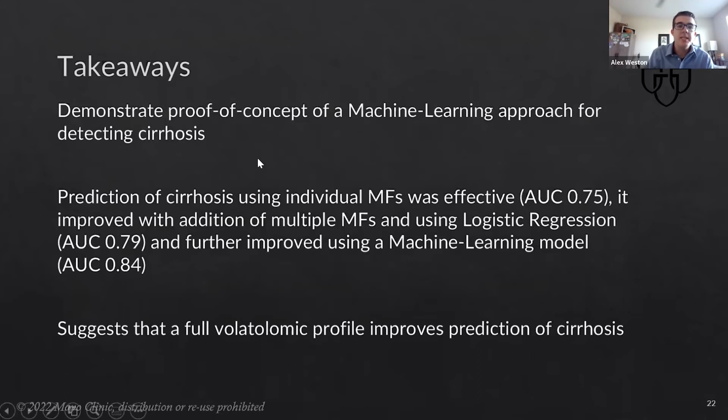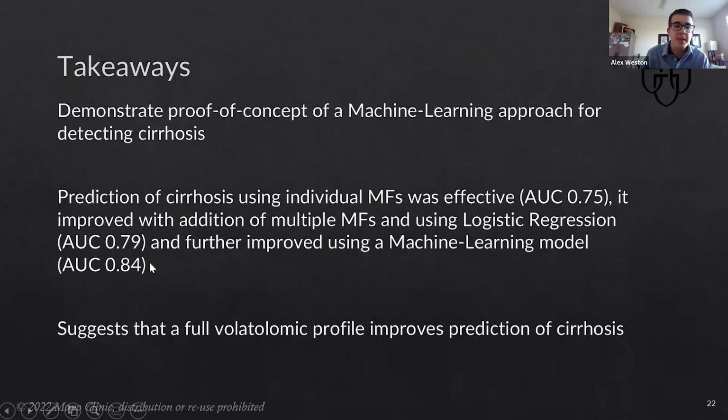So some takeaway points here. We demonstrated proof of concept of using a machine learning approach for detecting cirrhosis from breath samples. Prediction of cirrhosis using the individual molecular features was effective with an average AUC of 0.75. But it improved when we included 8 of the top molecular features into a single score using logistic regression. AUC went from 0.75 to 0.79. And we saw further improvement when we used a machine learning model instead of logistic regression, with a top AUC of 0.84.